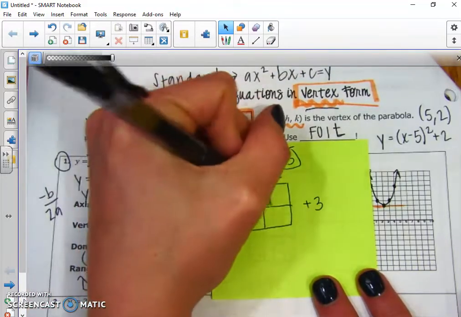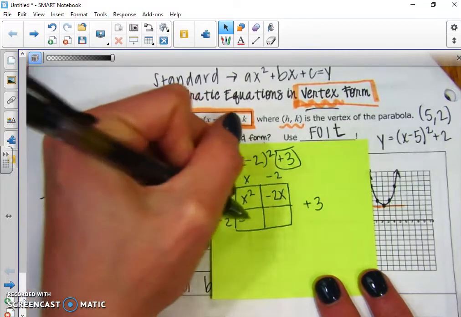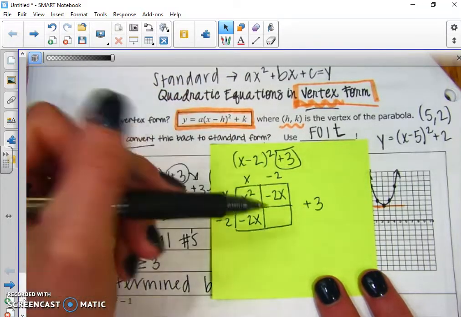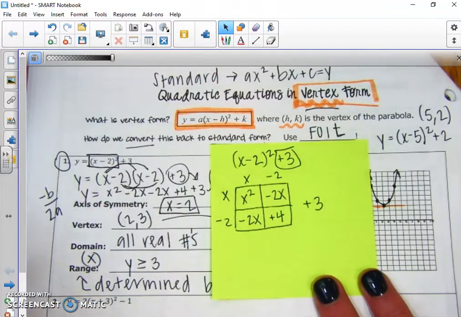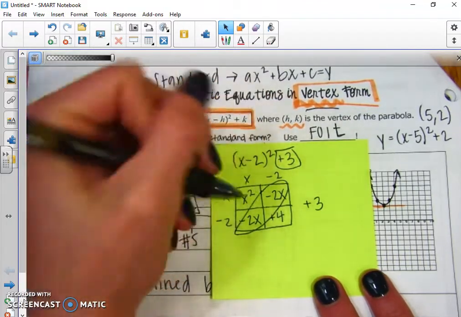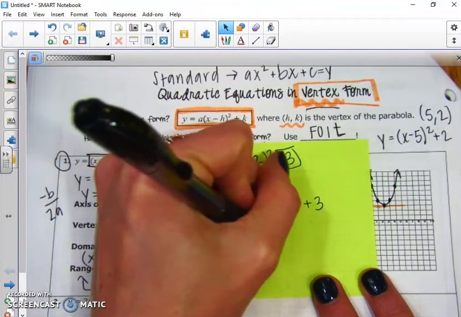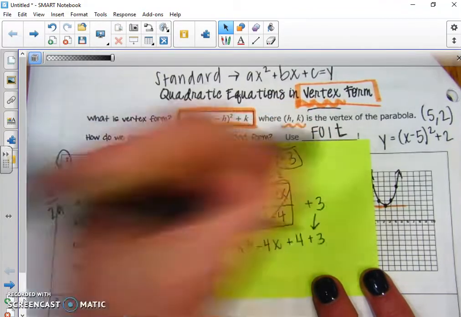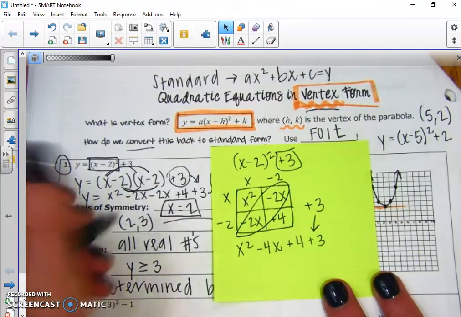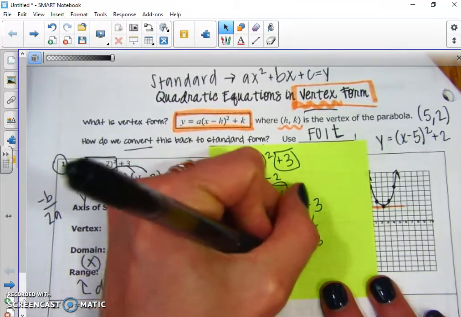X times negative 2 is negative 2x. X times negative 2 is another negative 2x. And then here we have negative 2 times negative 2, or positive 4. All right, we add like terms: x squared minus 4x plus 4, and then don't forget plus 3, giving us what we found by FOILing. Y equals x squared minus 4x plus 7.